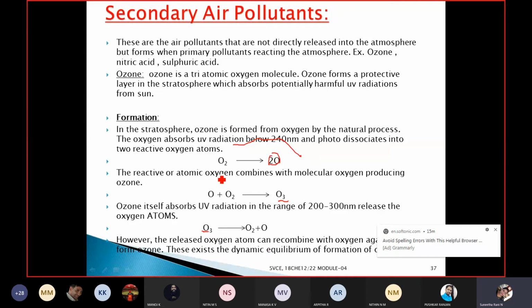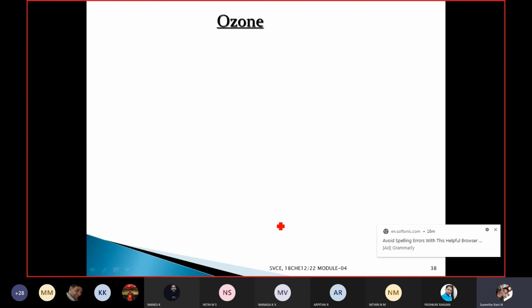This is the process. First, oxygen undergoes photodissociation to give atomic oxygen. This atomic oxygen reacts with oxygen again to give ozone, and this ozone again absorbs UV radiation to give oxygen, that is O2, and atomic oxygen. Again it recombines to give ozone. This is one cycle from oxygen to oxygen. Understood? This is how ozone will form in the stratosphere as a layer.